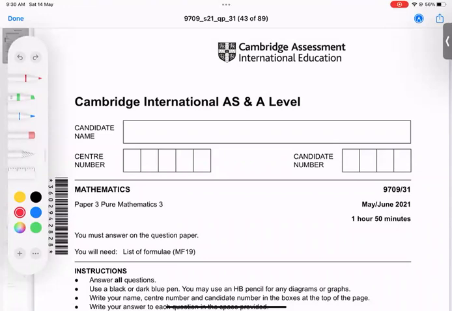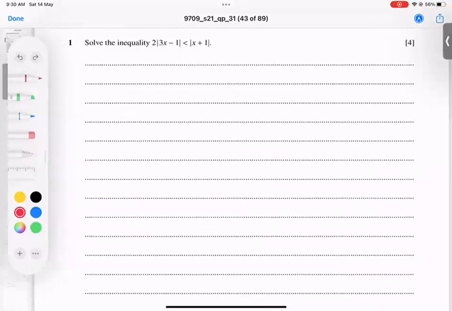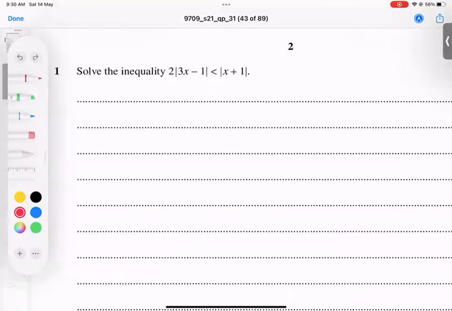Welcome back. This is June 2021, variant 31. So let's try this paper. First of all, he says solve this inequality. Whenever x is involved on both sides of the inequality, maybe modulus is involved on one side, but the second side maybe not. But in both options, x is involved on both sides, so we can solve it by squaring both sides.